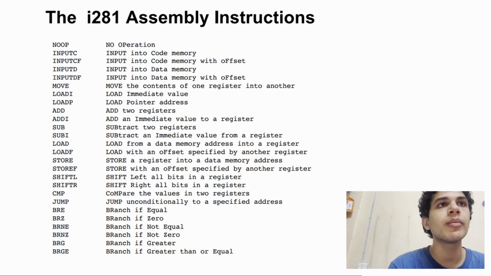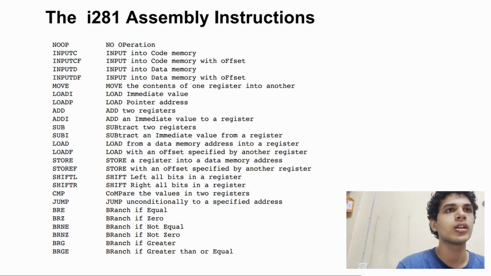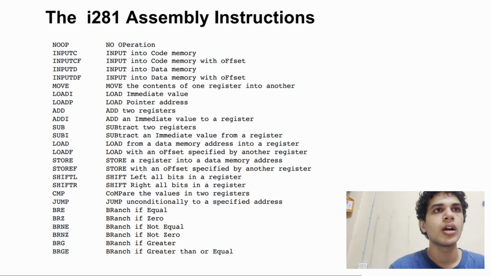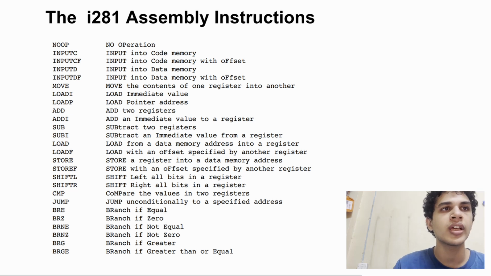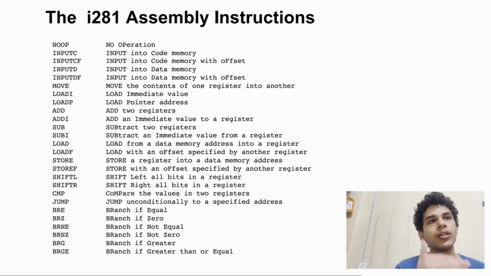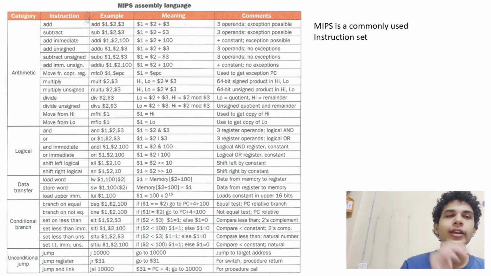Then if you want to input into the data memory, we use input D, then input DF inputs into the data memory with an offset, then move moves the contents of registers from one to another. Load I loads an immediate value, then add adds two registers. Like I mentioned here, the operations are carried out using registers, not memory addresses. Then there's subtracting, loading, storing, shifting, jumping, branching, and comparing. And all these achieve is that using this minimal set of assembly instructions, we can actually carry out a versatile set of programs. Now this specific slide refers to the i281 assembly instruction set that is designed for the i281 CPU.